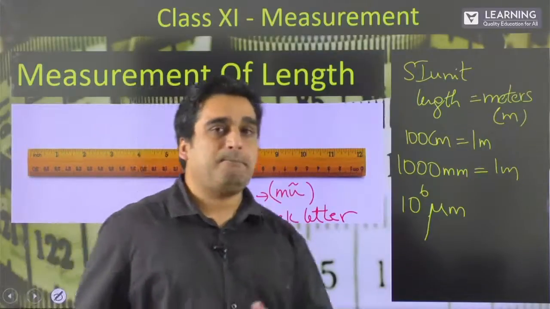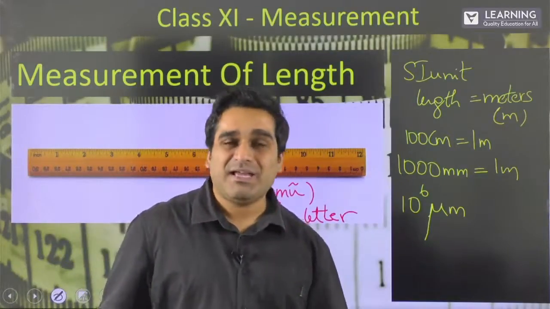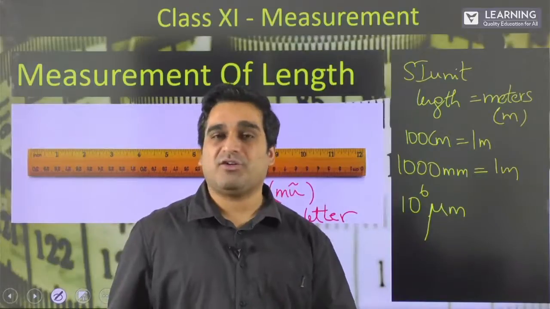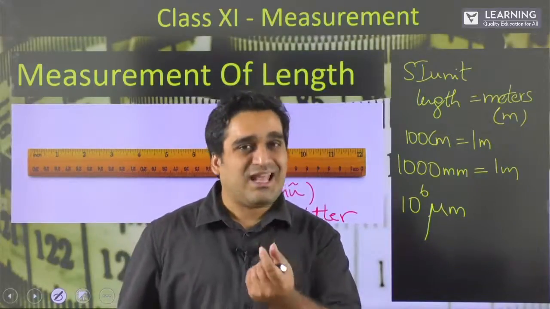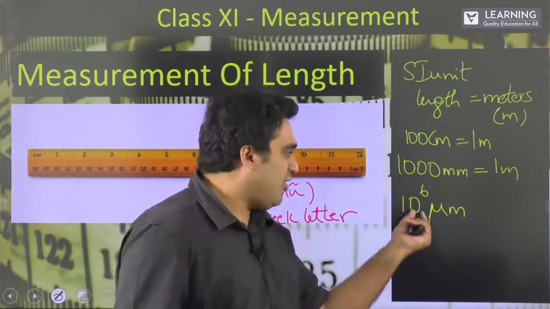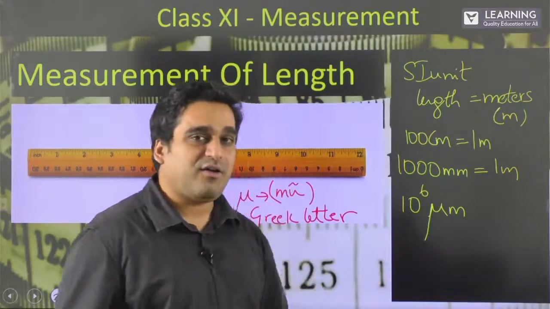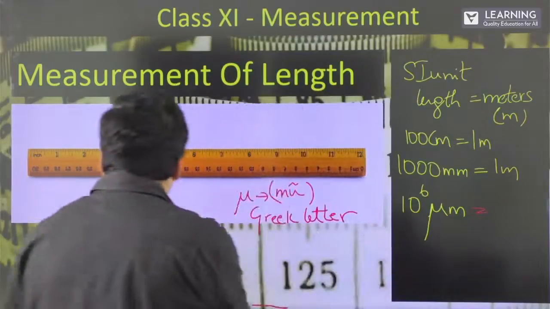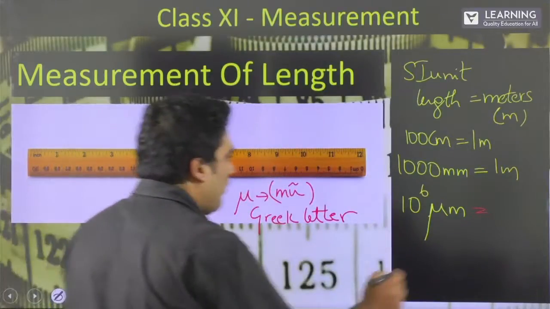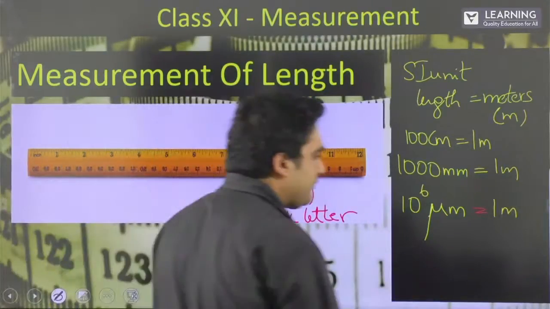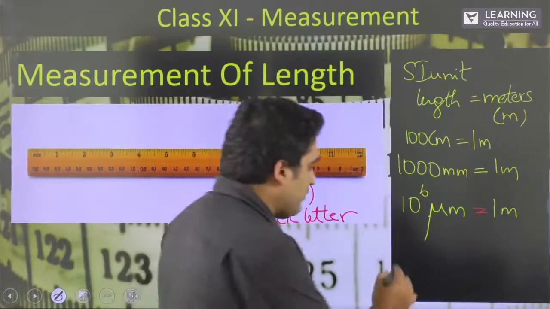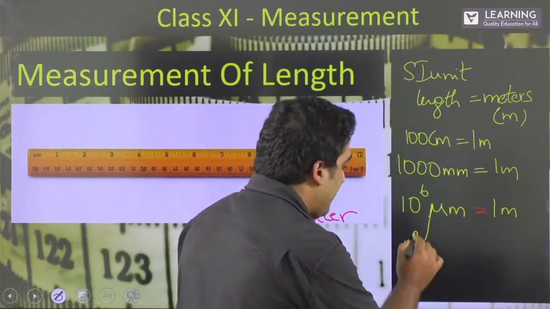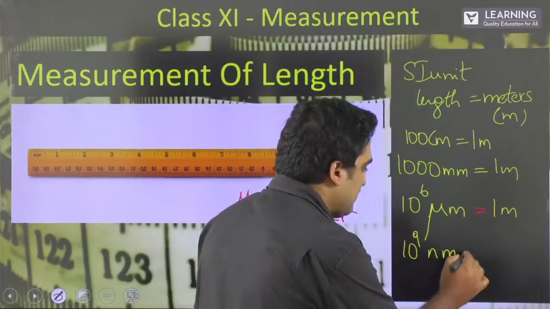Micro scale, microorganism. Why do we use the word microorganism? Because the scale at which they exist is in the order of 10 to the power of 6 micrometers, which makes up a total of 1 meter.